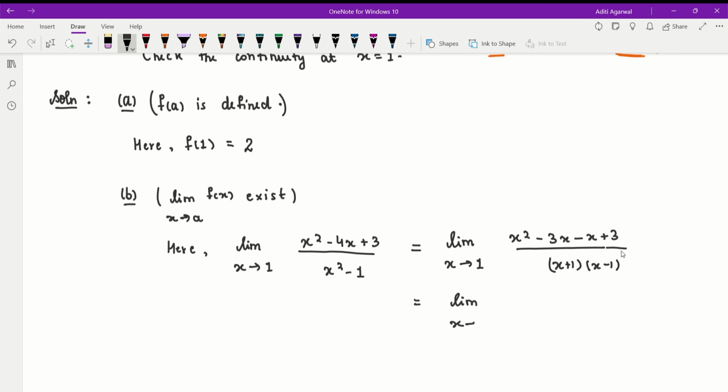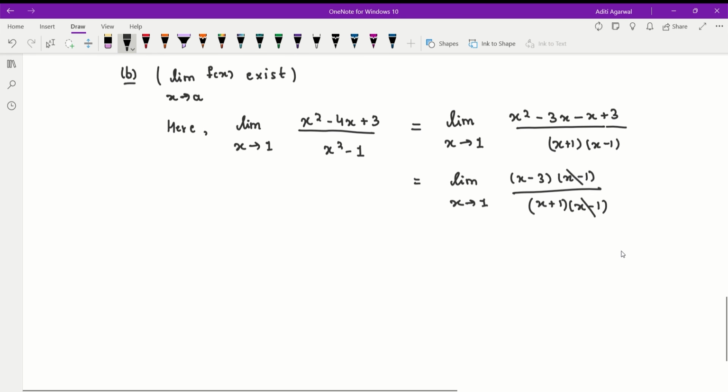Now limit x tending to 1. If I factorize the numerator, it will become x minus 3, x minus 1 over x plus 1 and x minus 1. Now you can clearly see that the x minus 1 and x minus 1 gets cancelled. तो जो problem वाली बात थी वो finish हो गई है. Limit x is tending to 1, x minus 3 over x plus 1 is what we are left with.